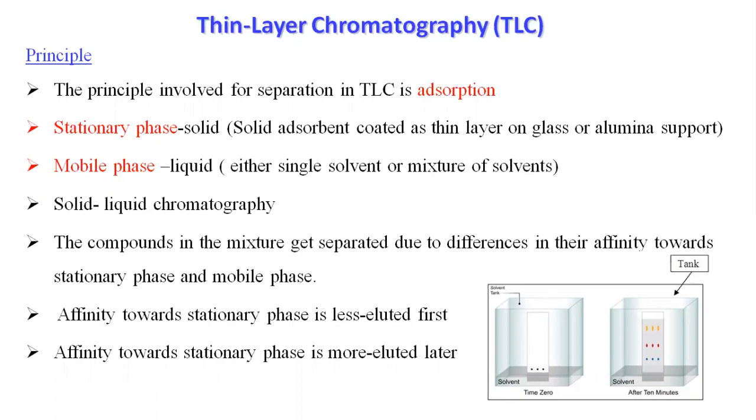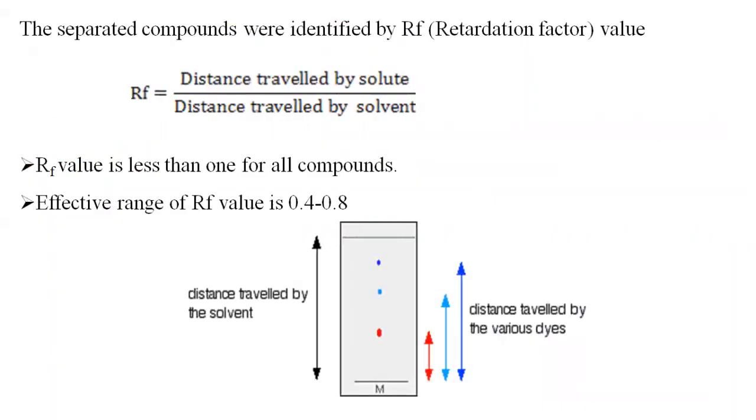Why? Because the bonding capacity between the solute or sample and the stationary phase is more. That's why it travels very slowly. If the affinity towards the stationary phase is less, then it travels very fast along with the mobile phase and will be separated and eluted first. This is the main principle involved in thin layer chromatography.